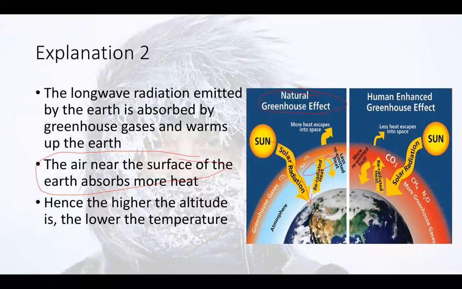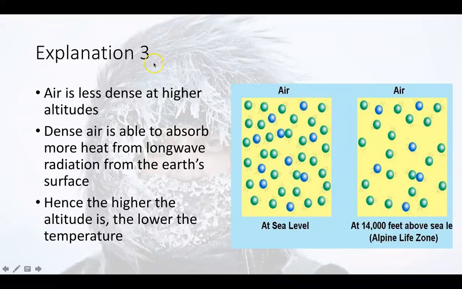Now, the higher the altitude, the lower the temperature, because the higher the altitude, we have fewer greenhouse gases and less ability to absorb heat. That is why the higher the altitude, the lower the temperature. Now, this brings me to point number 3. Point number 3 clearly states that air is less dense at higher altitudes.